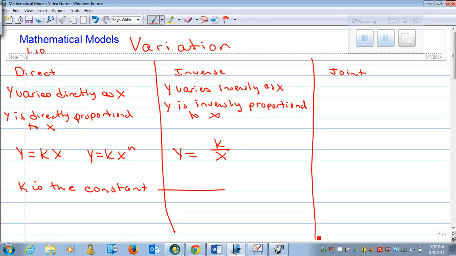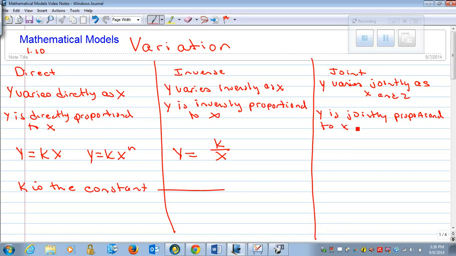All right, for joint variation, you might have y varies jointly as x and z. And it could be several things, more than two. You would have y is jointly proportional to x and z. And again, it could be several things.